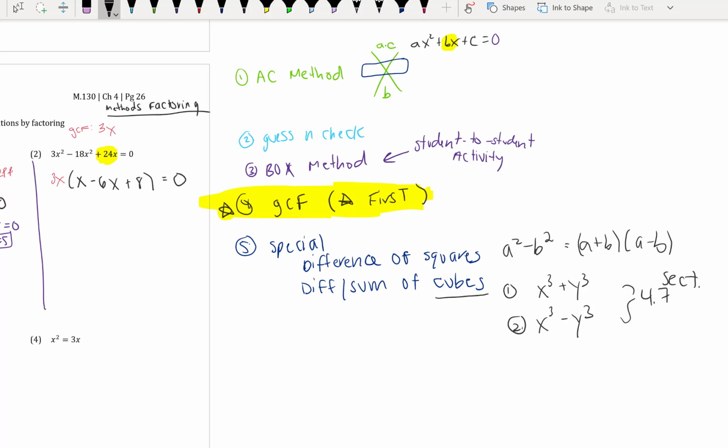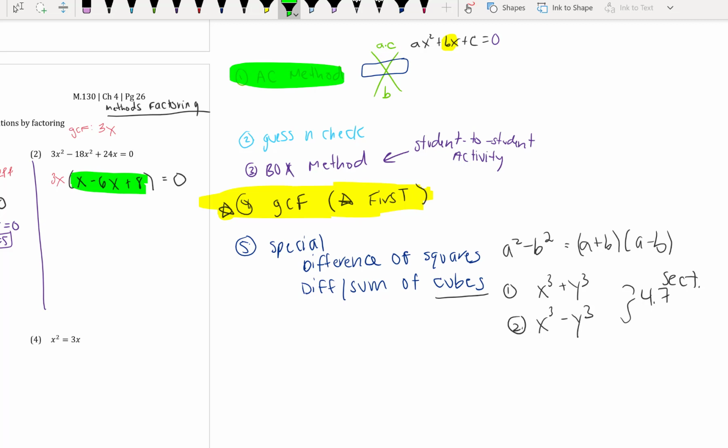So then from here, we know that we have our GCF, which was that 3x. Now, can we factor that inside any further? Can we factor out this x squared minus 6x plus 8? Well, we can go ahead and do the AC method, if that's something that students like, where we actually split it up into 4 terms.